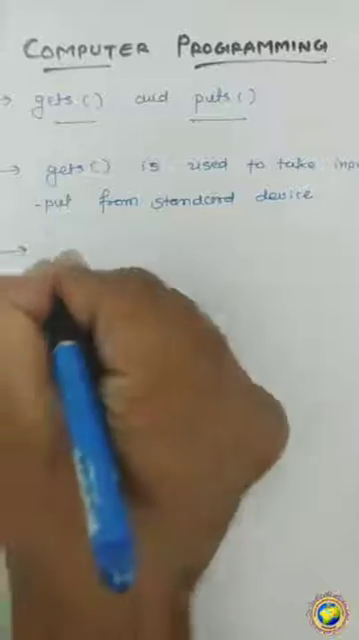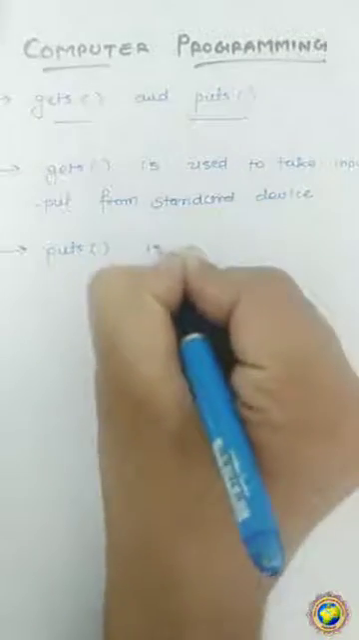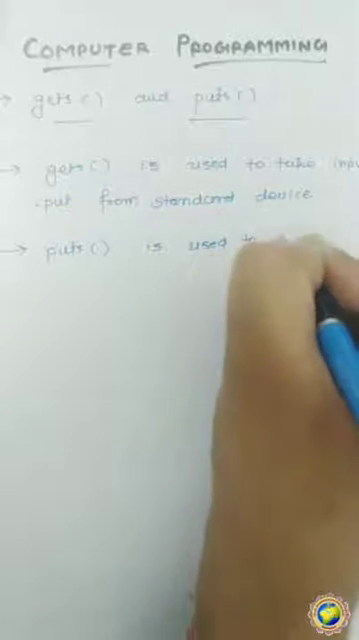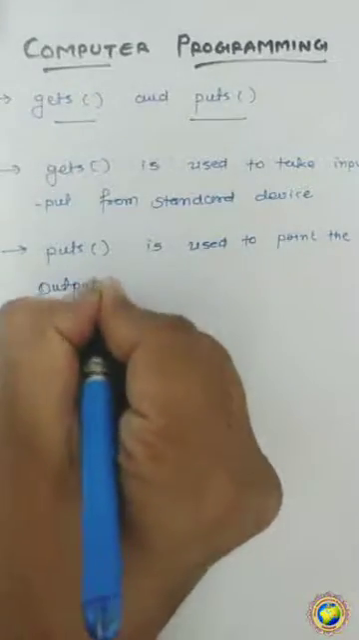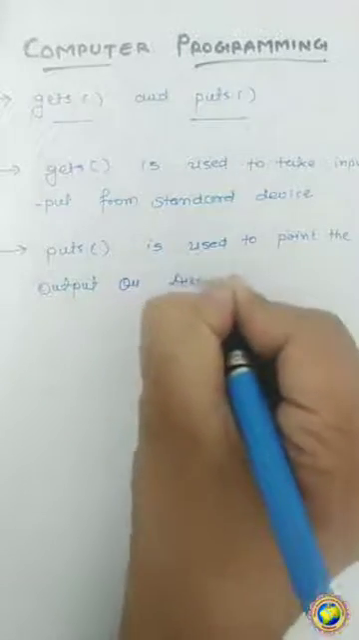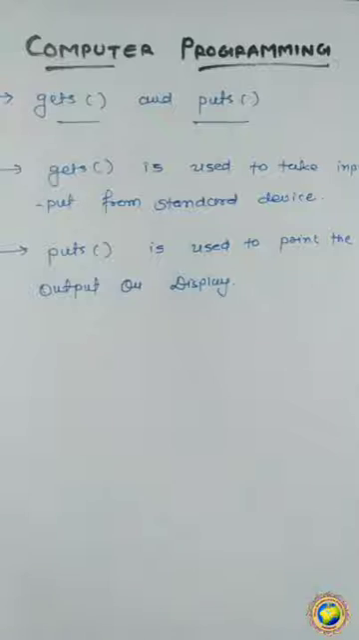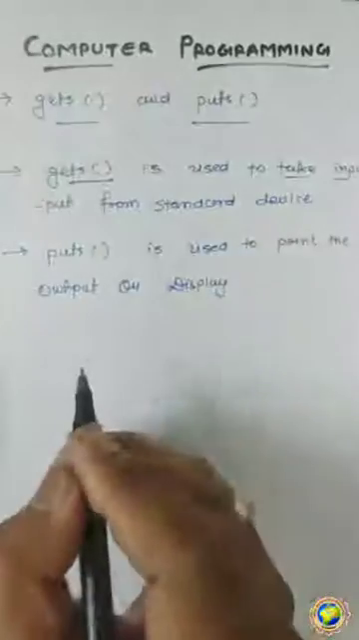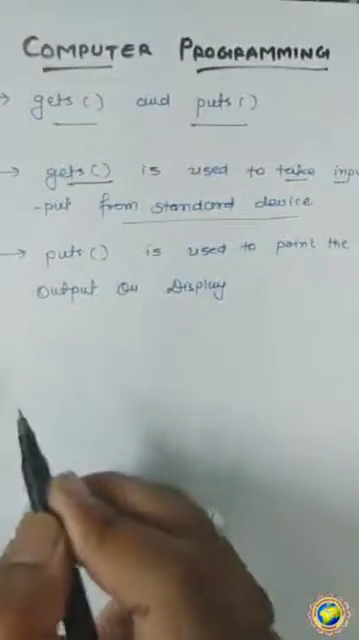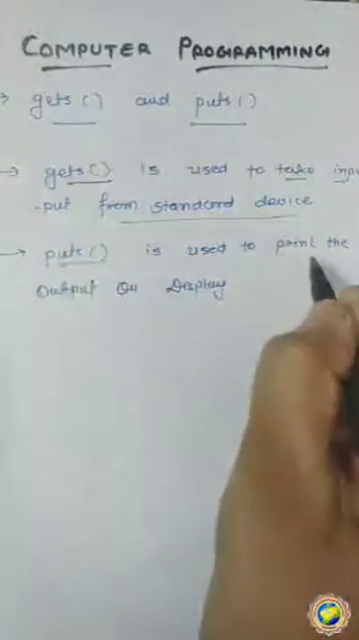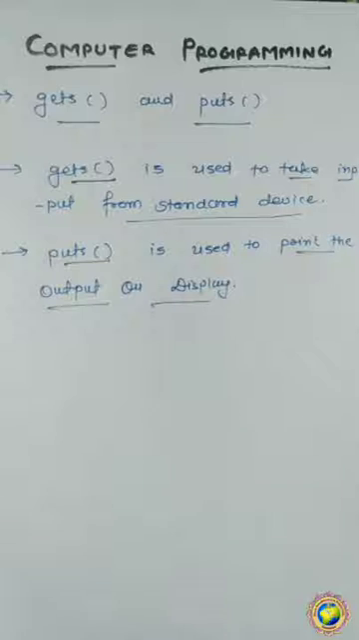Okay, then puts is used to print the output on display. Okay, so gets and puts, we learned in a previous lecture that gets is used to take the input from the standard input device just like a keyboard, and puts is used to print the output on the display. Okay, so gets and puts are used according to the requirement.